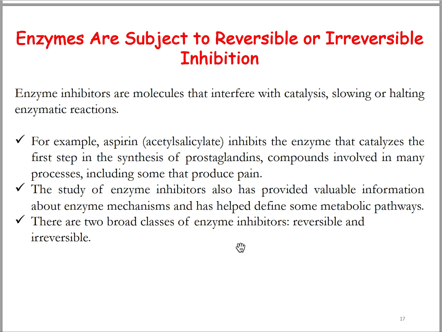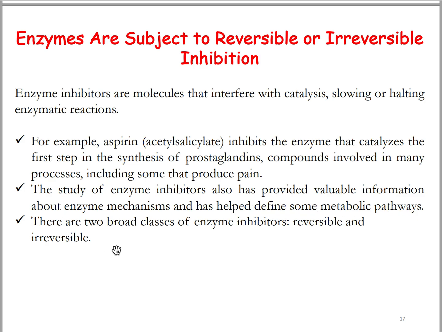So enzymes are subjected to reversible or irreversible inhibition. Enzyme inhibitors are molecules that interfere with catalysis, slowing or halting enzymatic reactions. For example, aspirin inhibits the enzyme that catalyzes the first step in the synthesis of prostaglandin, a compound involved in many processes, including some that produce pain. The study of enzyme inhibitors has also provided valuable information about enzyme mechanism and has helped define some metabolic pathways.